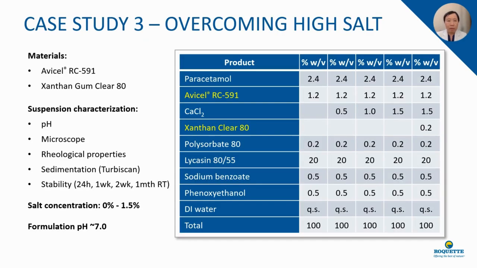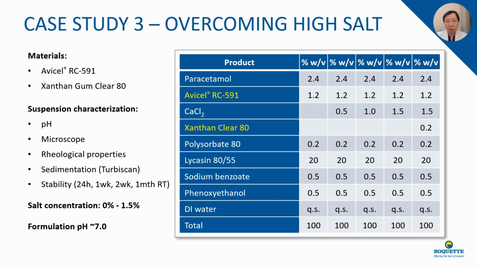In case study 3, we focus on developing a stable APAP suspension in the presence of high salt concentrations. So the formulation pH is around 7. As shown in the table, the first column is a formulation without any salt. It was used as a base or control formulation.